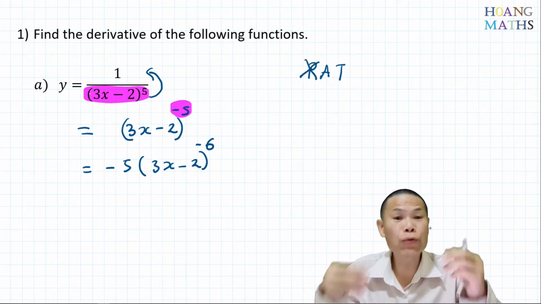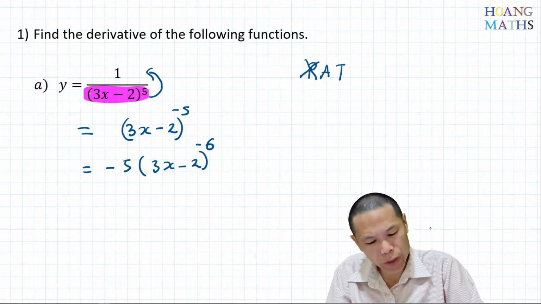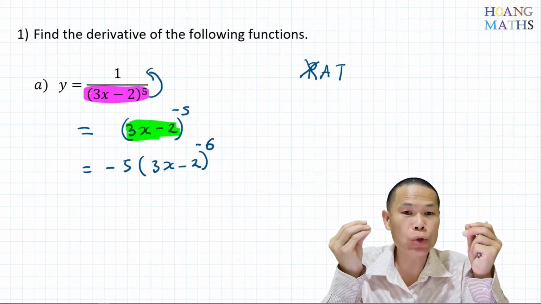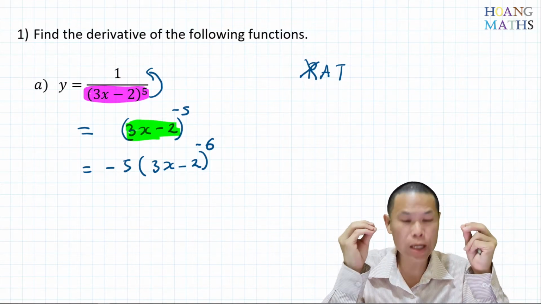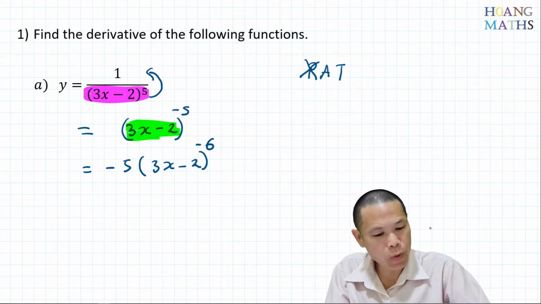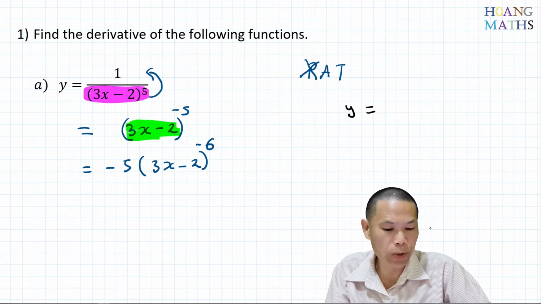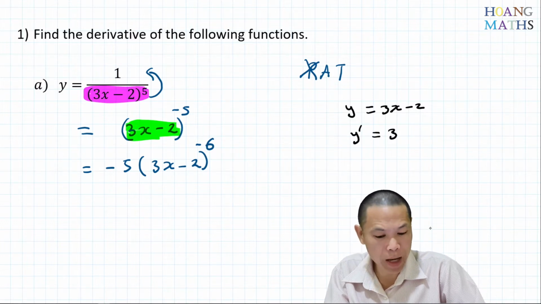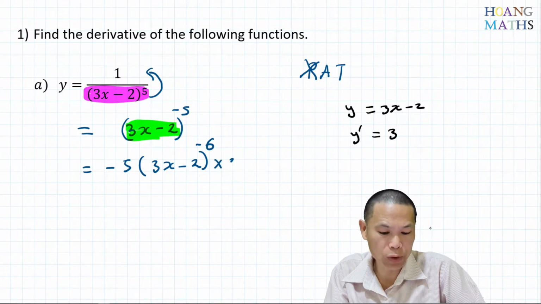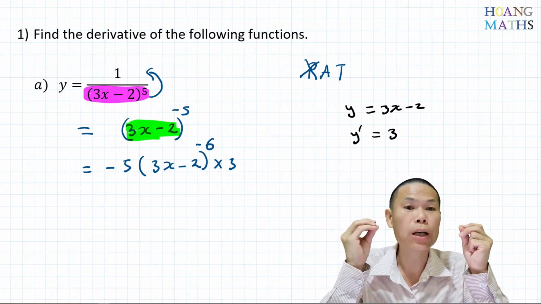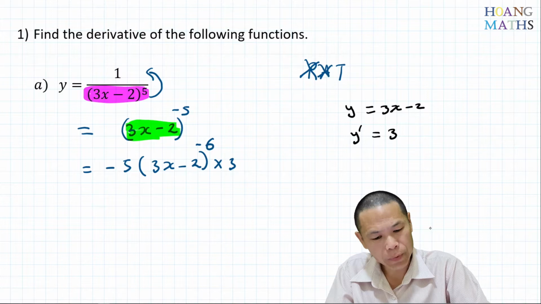Now we differentiate the angle. So we treat 3x minus 2 as an angle. If we differentiate that, it gives me 3. So 3x becomes 3. Otherwise, I write this down here: y equals, let's say, 3x minus 2, so y dash gives me 3. That means I times this by the derivative of the angle, which is 3. And then we differentiate the trigonometry, but there is no trick, so we just stop there. The angle is done. There you go.